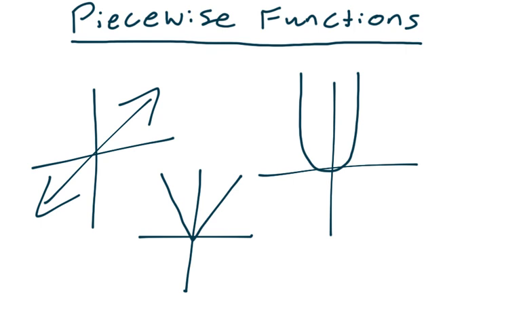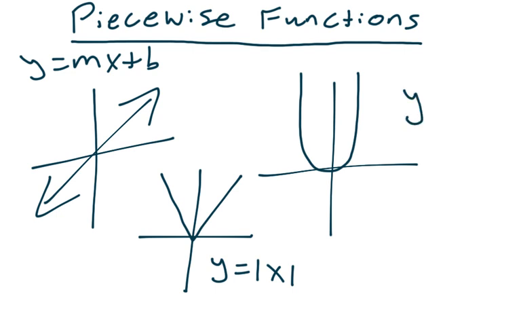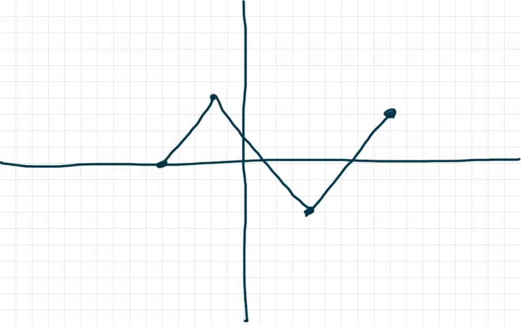For a linear function, I could write an equation in this form right here with a slope and a y-intercept. For an absolute value, I'd write them with an absolute value sign. For a quadratic, we'd have something like x squared. But what happens if we have a graph that looks more like this? If I try to write an equation for this graph, I'm going to end up with a problem.